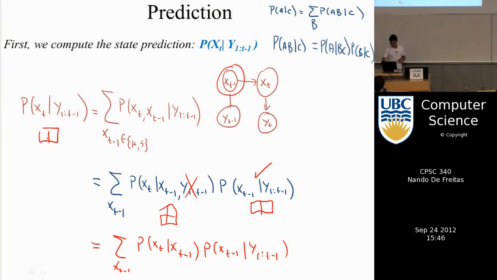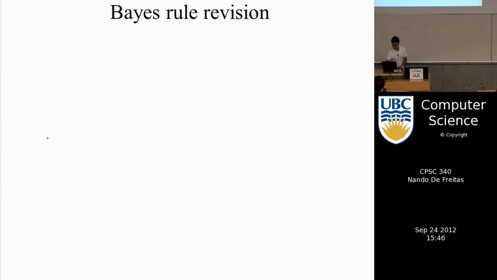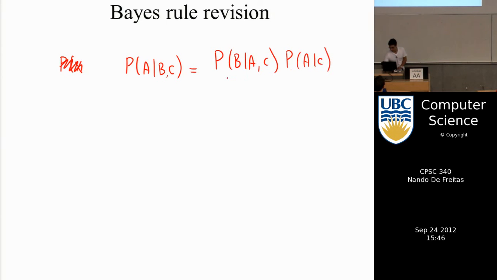Okay, the other step is we need to compute P of x_t. I'm a bit short of time, so I'm just going to write the rule. P of A given B and C is equal to P of B given A and C times P of A given C, divided by P of B given C.